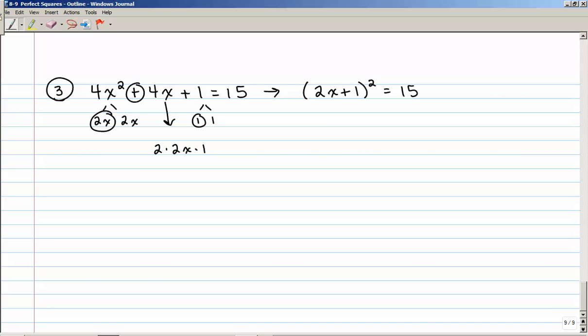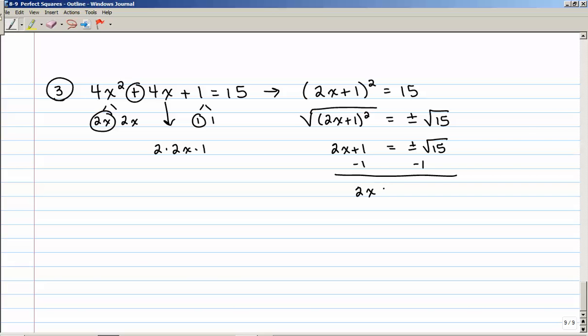In other words, if your problem isn't given to you written as a quantity squared, go ahead and factor it, because chances are it's going to be a perfect square trinomial. Now, taking the square root of both sides, and on the right, don't forget the plus or minus square root of 15. Square rooting a square gives me just the stuff underneath. I can't take the square root of 15, that's not a perfect square. So I'll subtract 1 on each side, which gives me 2x equals negative 1 plus or minus the square root of 15.